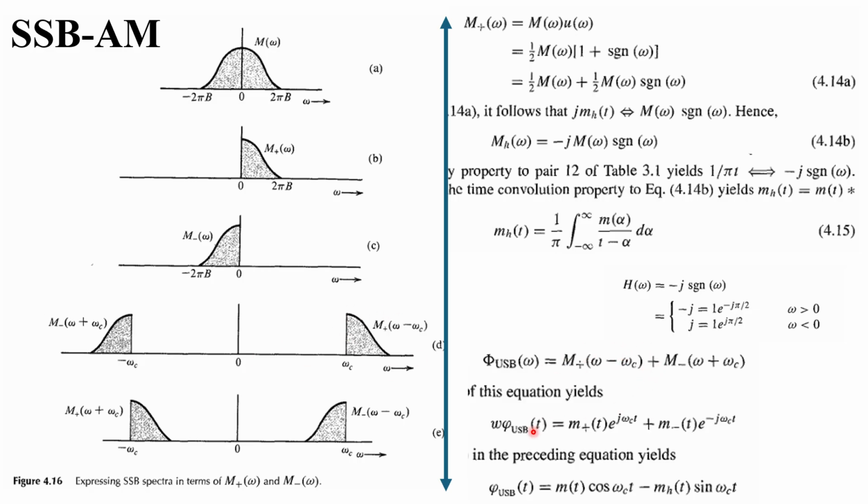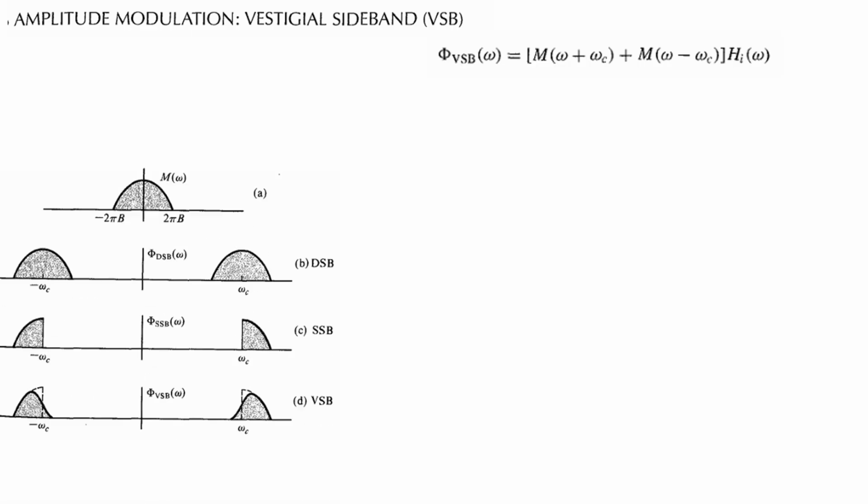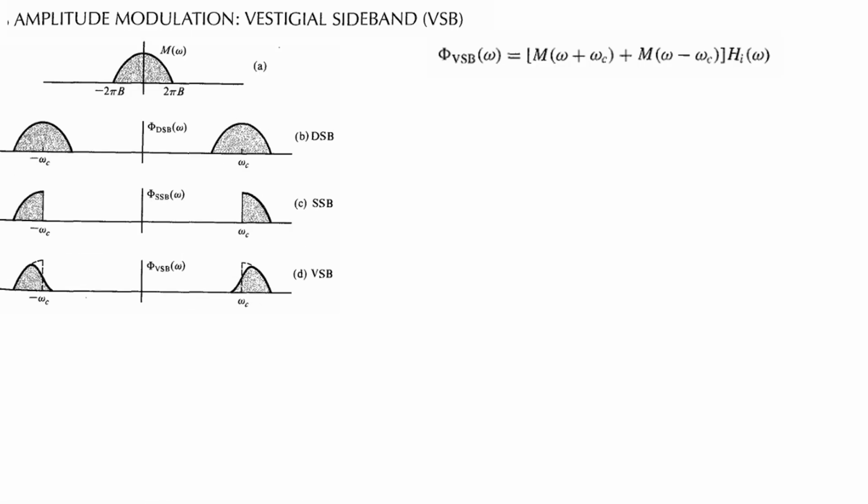So in time domain, you can write that is m(t) e^(jωt), and this is m(t) e^(-jωt). So you can also write for time domain m(t) cos ωt minus m_h(t), the Hilbert transform, sin ωt. This is for USB, and similarly for LSB, here it will be plus, right? So this is the technique to find out the SSB, that is single sideband.